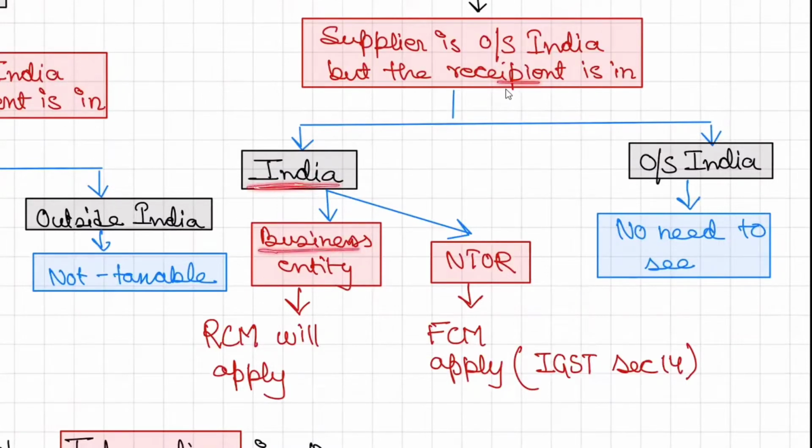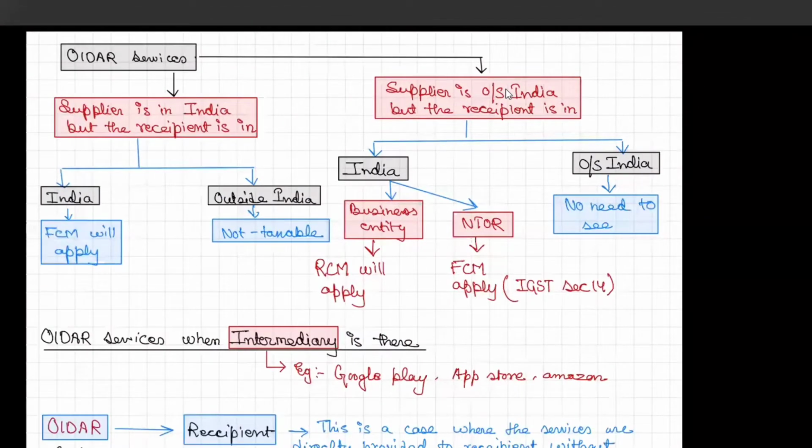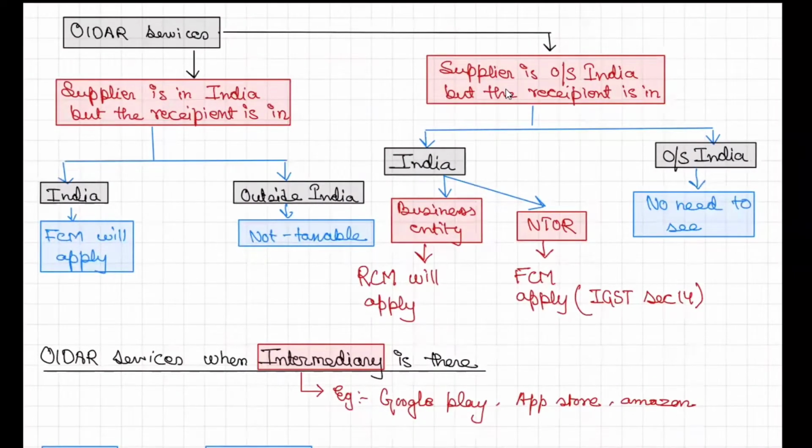Okay, so a few assumptions we can take: OIDAR providing services to a recipient who is registered, no matter in India or out of India, whatever it is, RCM will apply, correct. But if the supplier and recipient are in India, and they are supplying services to a non-taxable online recipient, forward charge will apply. That means OIDAR will pay the tax, correct. But if the supplier is outside India and the recipient is in India, then if to a business entity, that means registered, RCM will apply. But if to non-taxable, then FCM will apply. How? IGST as per section 14, correct. And if the supplier is outside India and the recipient is outside India, who cares, correct.